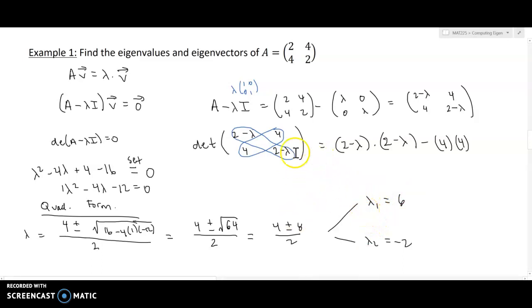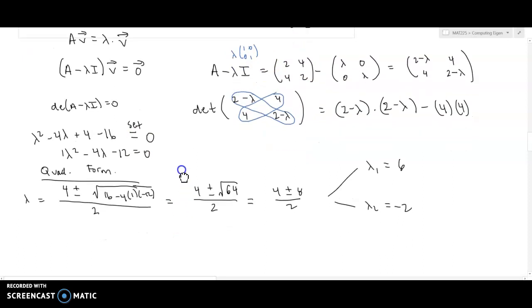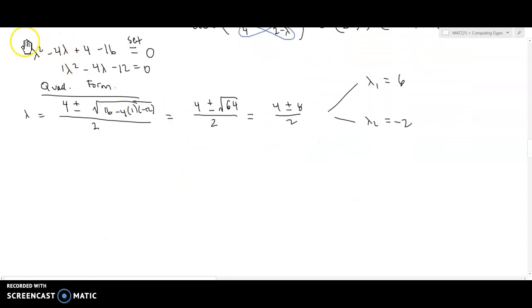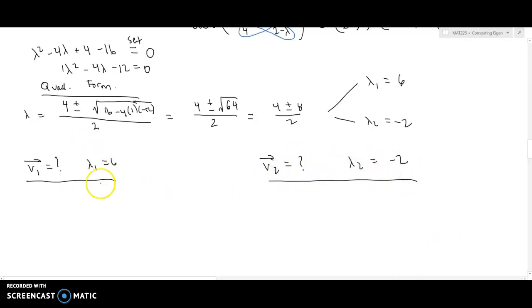So now that we have the lambdas, the next step is to solve for the eigenvectors. And so we're going to have to do this twice. So we're going to look for v1, which is going to be based on knowing that lambda 1 is 6. So we want to know what is v1. And then over here we'll do v2. We'll find that, and we know that lambda 2 is negative 2. So now we have to plug this back into the eigen equation.